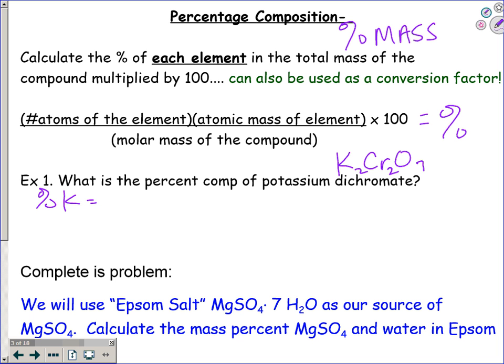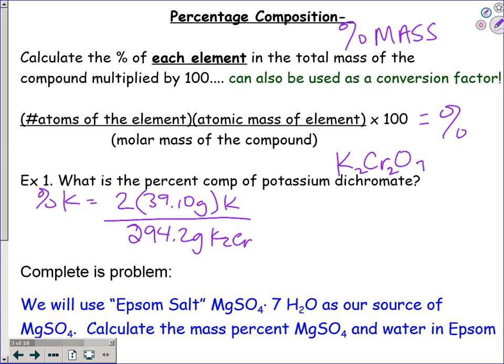So the percent potassium: how many potassiums are in there? 2. Okay, there's 2 potassiums, so that's the number of atoms of the element. What's the molar mass of potassium? Get your periodic table out. 39.10 grams, and that's of potassium. We're going to put that over the total of potassium dichromate. Add that up in your calculator. It's 294.2. That is the grams of potassium dichromate.